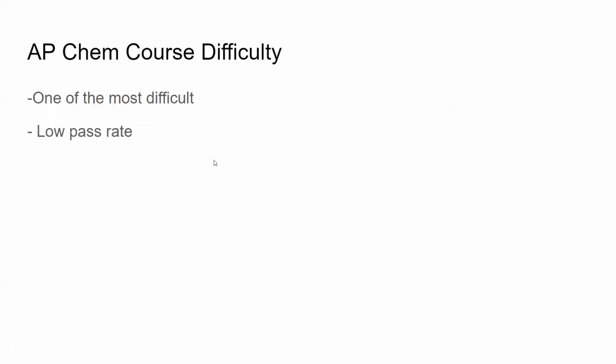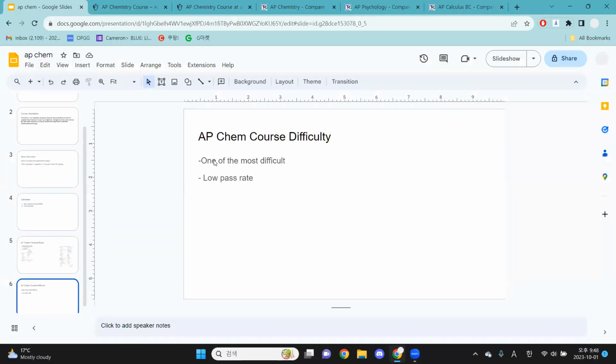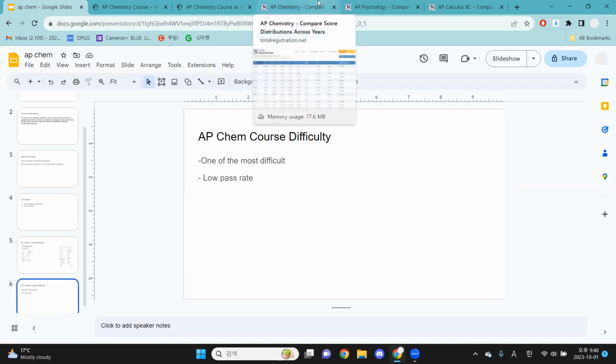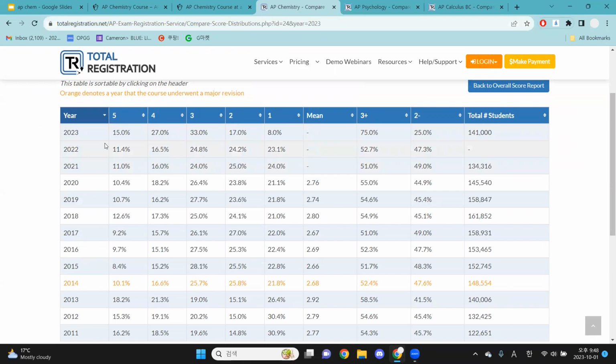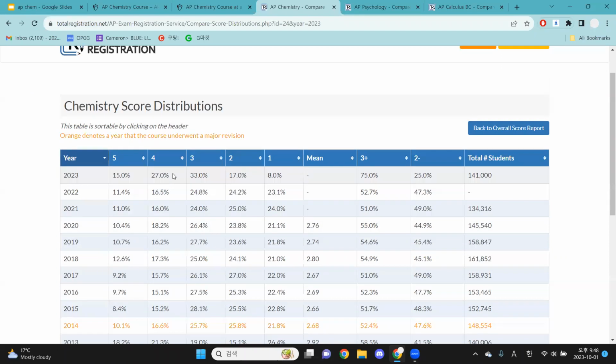Yeah, so next I'll be talking about how difficult AP Chem is overall. If you know, in general, AP Chem is deemed as one of the most difficult AP exams out of the various AP exams there are. And in my opinion and my experience, I do think AP Chem is more on the difficult spectrum. I'll show you guys this data that I found. By the way, this data is from the official College Board, so it's legit. And as you see, these are the score distributions for the AP Chem exam based on different years.